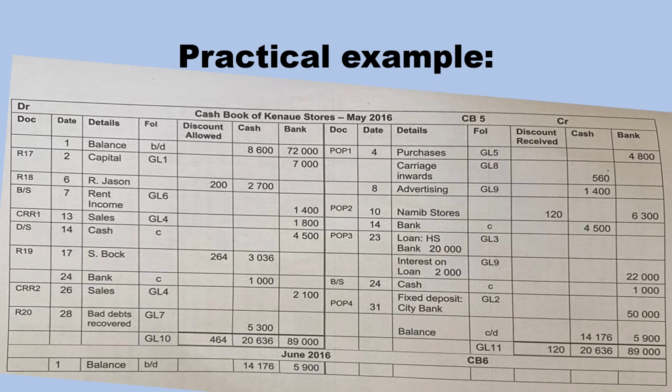And then on the credit side, we have purchases, carriage inward, advertisement. So these are the transactions and how they were recorded. If you don't know how to record transactions in the cash book, you can refer back to our previous learning videos where we explain the cash book in detail. Now let's look at how this was posted to the general ledger.